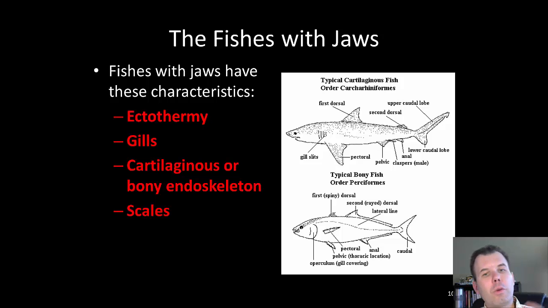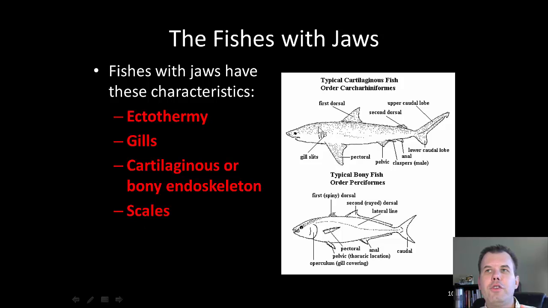So now we'll look at the rest of the groups of fishes, the fishes with jaws. And again, the characteristics of these things is, one, they have ectothermy, meaning they're cold-blooded, so the temperature of the water regulates the temperature of their body. They have gills for breathing. They're either cartilaginous or bony skeleton, and then they have scales.